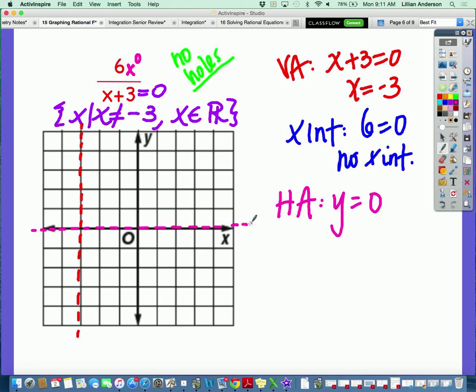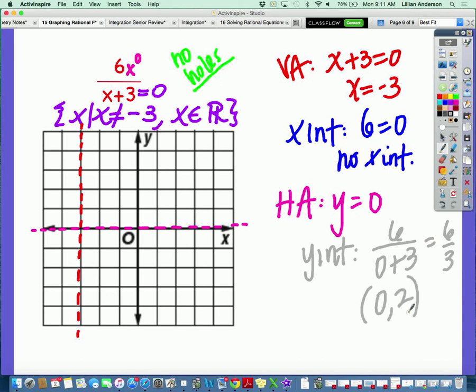Last thing we need to find is my y-intercept. Chris? Plug in 0 for x. And that will be 6 over 3, which is 2. So (0, 2). Questions up here? It's time to ask them.